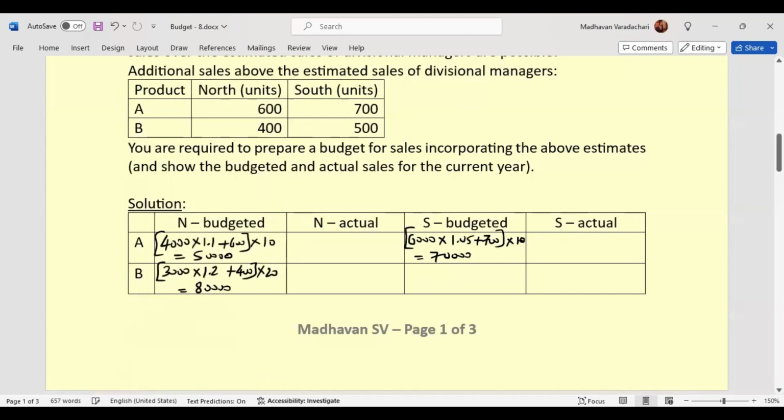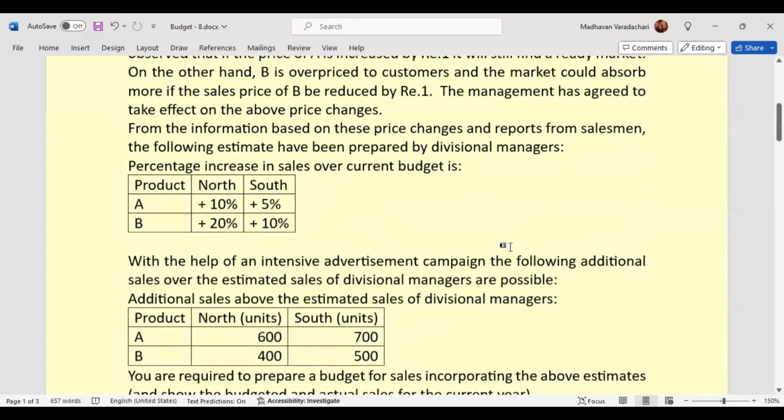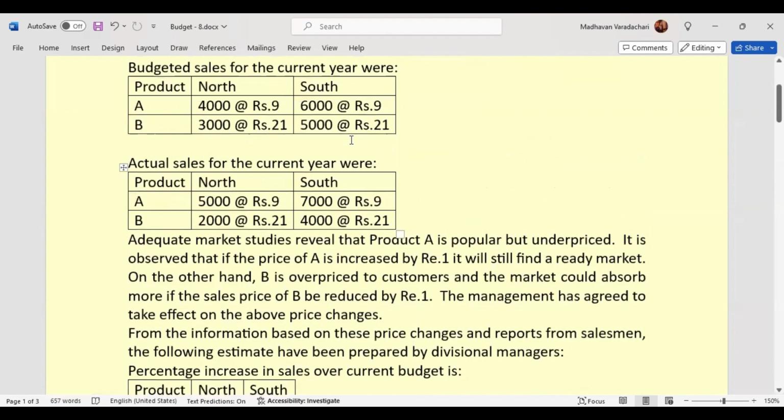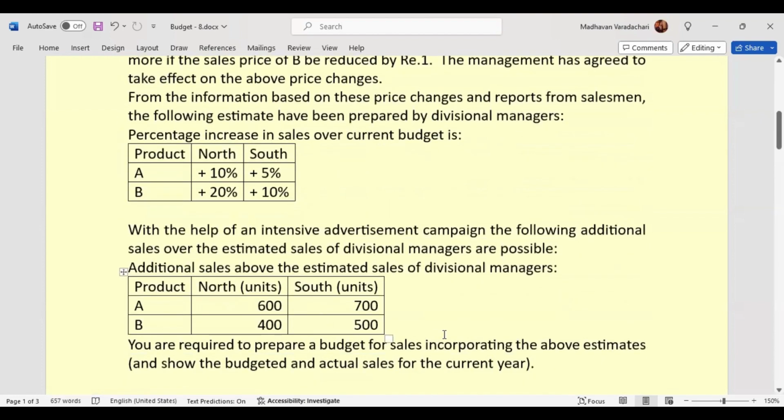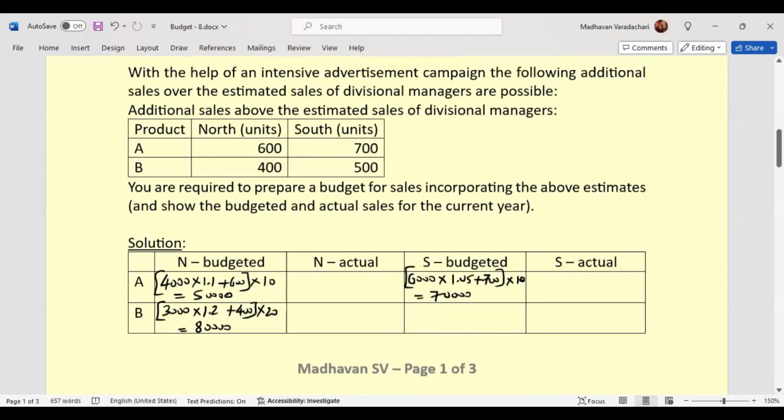Then for product B in South, it was 5,000 planned initially. There can be an increase of 10%, and additionally 500 units can be sold. So 5,000, 10% increase, additionally 500 units, and the selling price can be 20. That works out to 12,000.